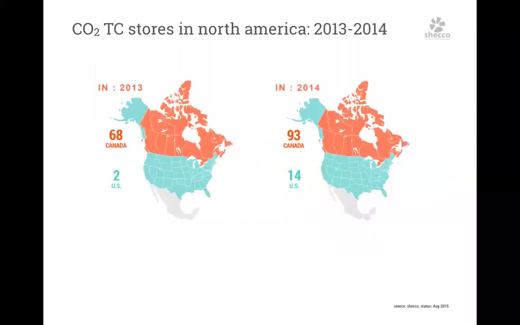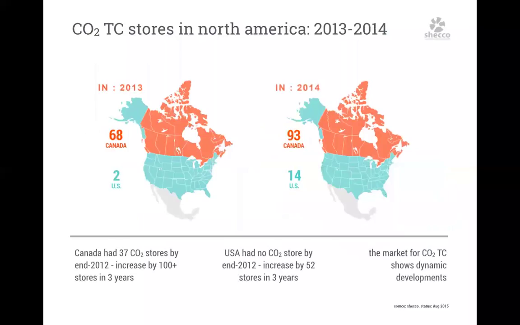Again, the same slide as before, showing how the market has evolved over the last 2 years. Canada had only 37 stores by the end of 2012. So we see an increase of plus 100 stores in 3 years, which is a very good growth rate. And the USA had no CO2 store by end of 2012. So we are looking at an increase of 52 stores being added in the last 3 years.